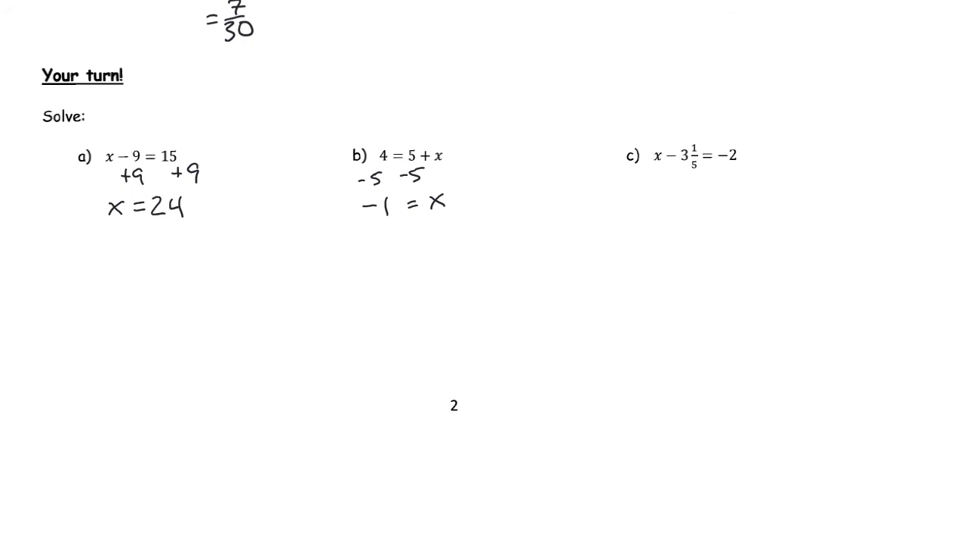And then over here, again, we're just using those mixed fractions. So I'm going to add 3 1/5 to both sides. On the left-hand side, again, I'm using additive inverses, so they cancel. You get 0 there, so 0 plus x is just x. That's what I want. Now I've got negative 2 plus 3 1/5.